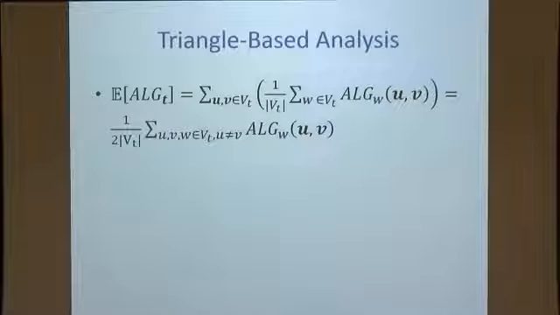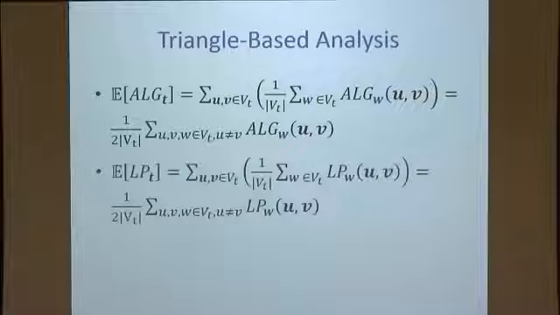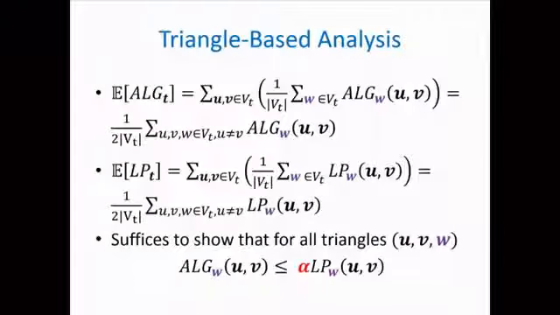The key part of the trick is to reduce everything to just triangles. Exactly the same can be done for LP, because it's just a summation. Thus, it just suffices to compare ELG and LP on triangles only. And this is something that is actually manageable. Now, you only have to show that this relationship holds for triples UVW. But it's still not that easy.